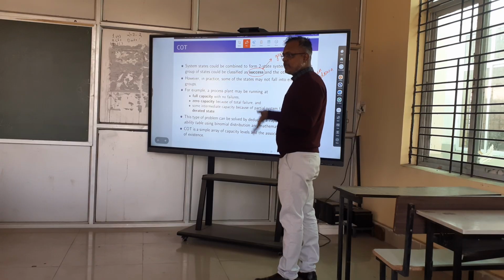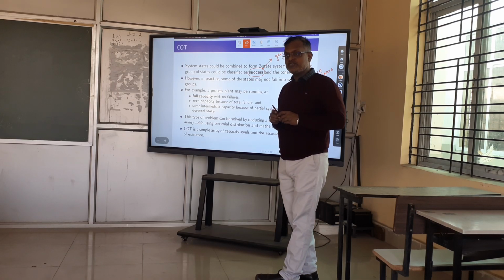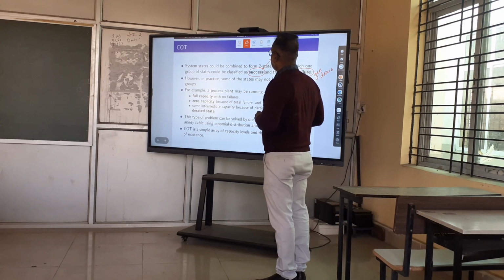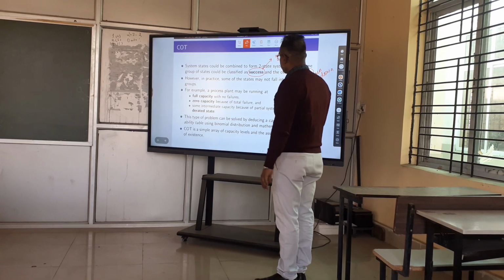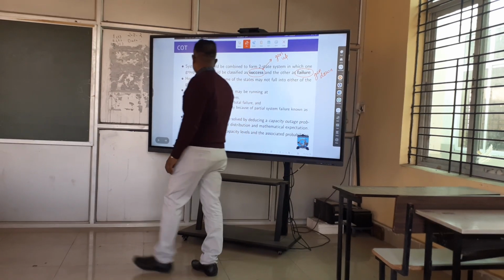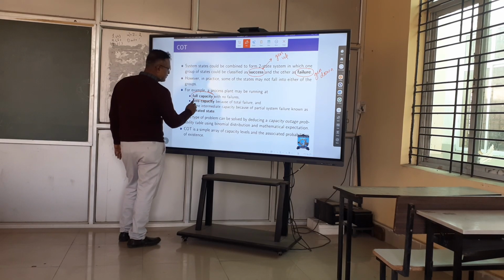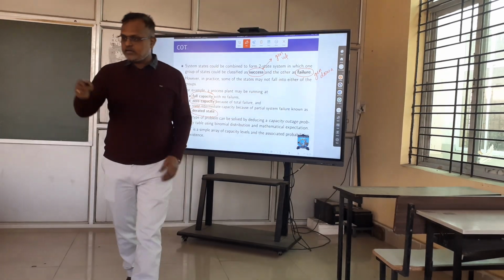As we will see further, in some cases it will be neither success nor failure. It will be partial capacity. For example, a process plant will be running at full capacity with no failures, or at zero capacity because of total failures, and there are derated states. Write down these three: full capacity, zero capacity, and derated state.